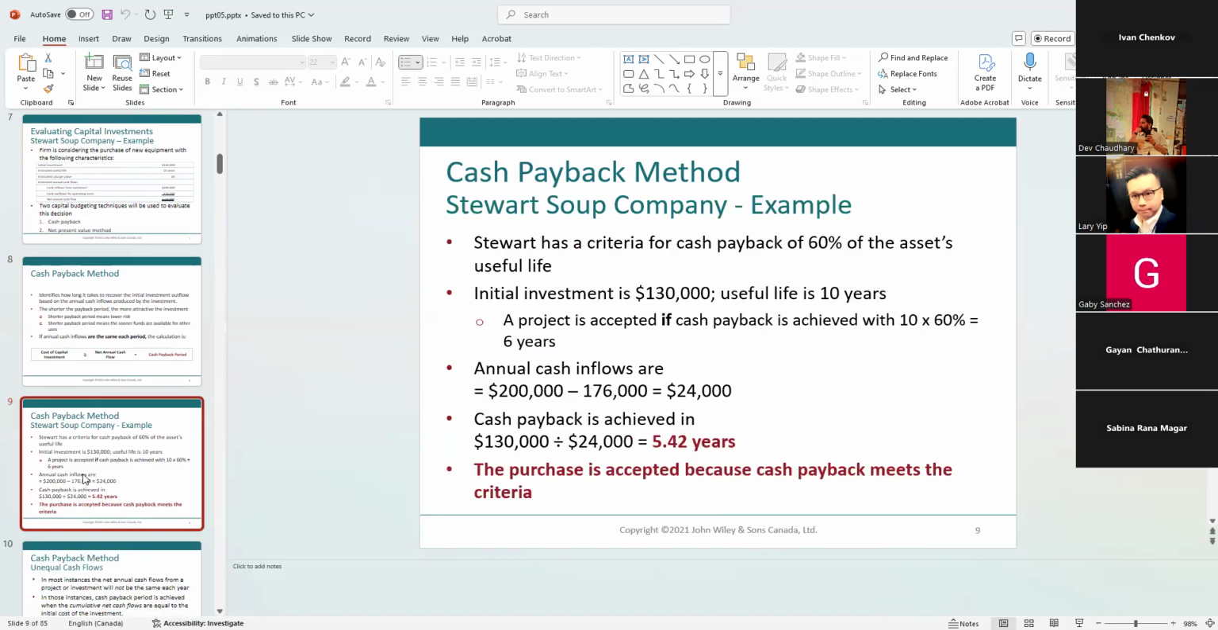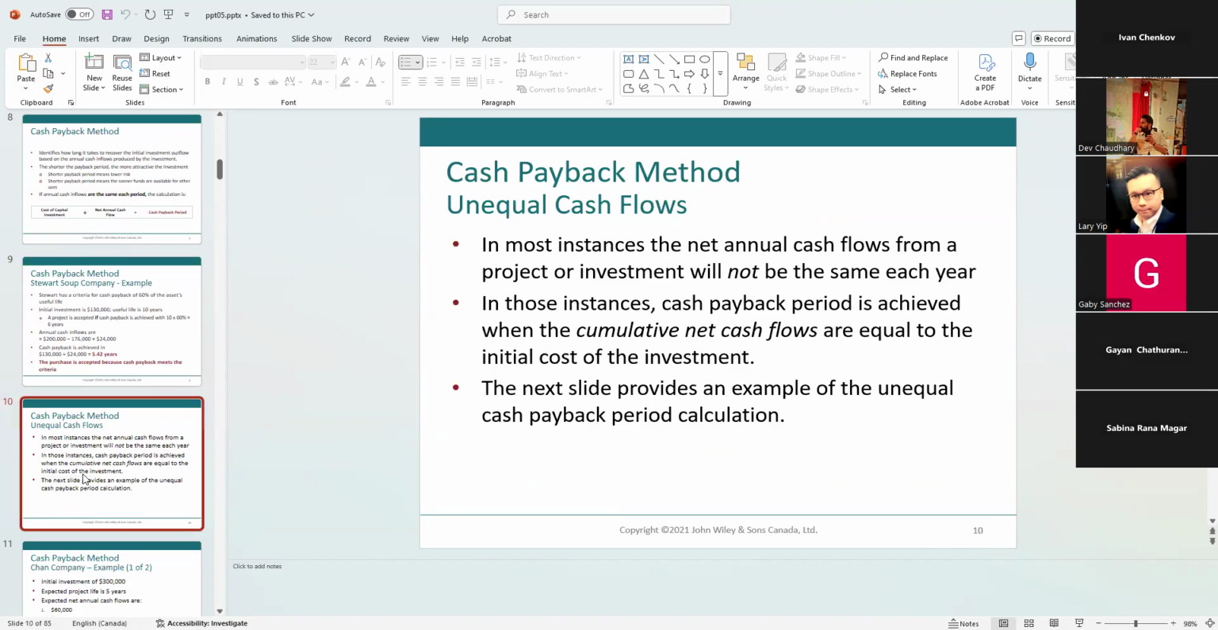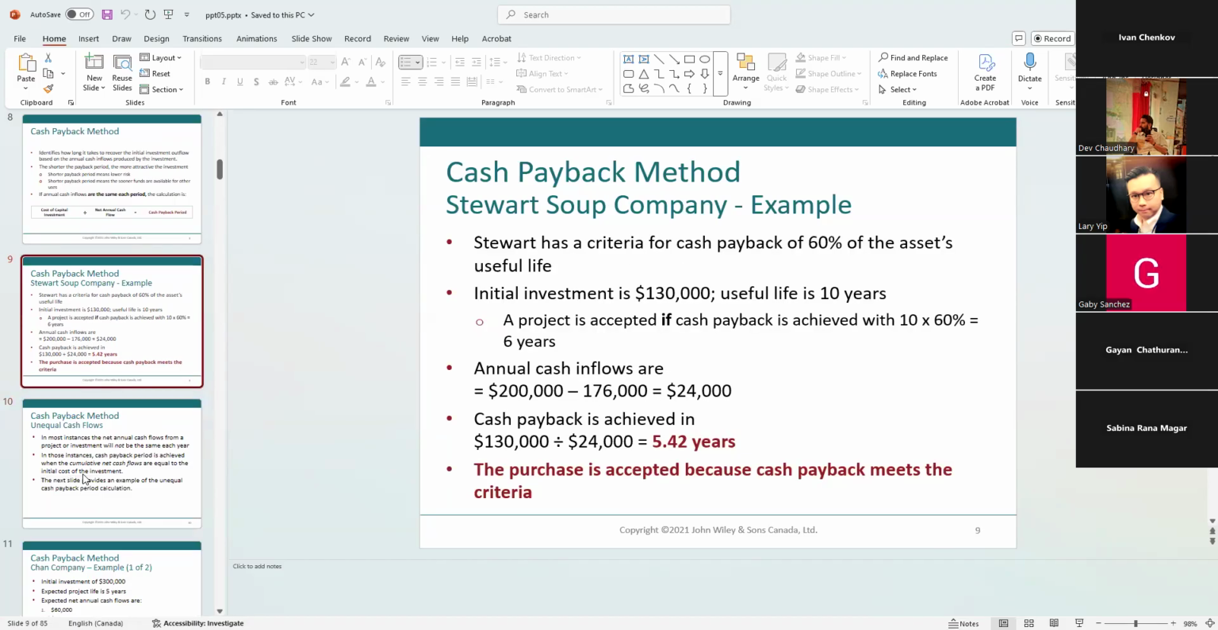In this case, since the investment is $130,000 and the annual cash inflow is $24,000, it is going to take us 4.42 years to recover the initial investment. And if the company has a cash payback period of 6 years, then this project is acceptable to this company. This is when we have equal cash payments.